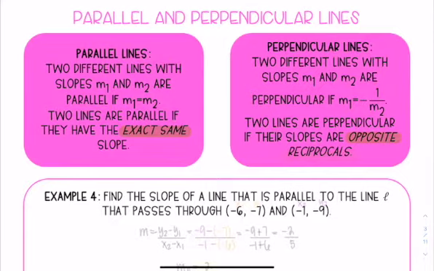Opposite means that the signs change. So if one is positive, the other one is negative, or vice versa. And reciprocal just means that I flip the number, or flip the fraction.